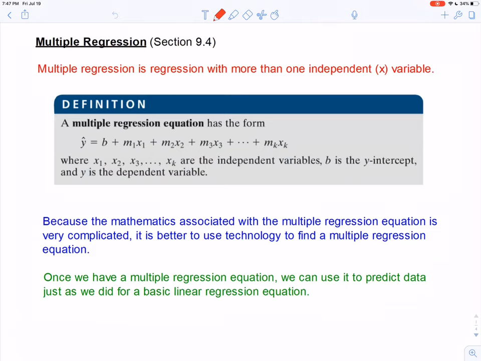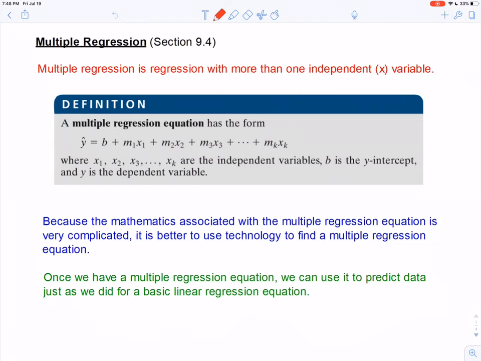Now, the main thing that I want to show you here is the use of technology to come up with a multiple regression equation, because the mathematics that are associated with determining the slope and the intercept for a multiple regression equation is much more complicated than what it was for a basic linear regression equation, and thus this is not something that you're going to be able to do by hand.